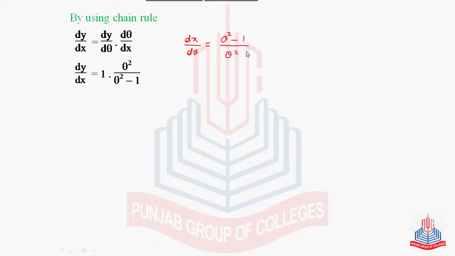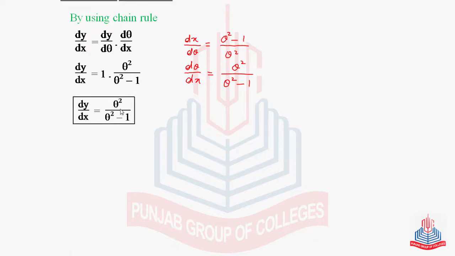But by using our chain rule, we have here we have to form dy by dx. So by using chain rule, that is actually dy by d theta and d theta by dx, which is just a reciprocal of this one, dx by d theta. So now putting up the values of d theta by dx, which is actually reciprocal of this one. Now this will become theta square over theta square minus 1. Now we put this value in d theta by dx, so the result will become 1 into theta square over theta square minus 1, that is actually dy by dx is equal to theta square divided by theta square minus 1.